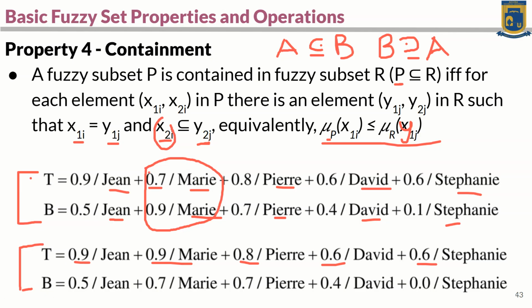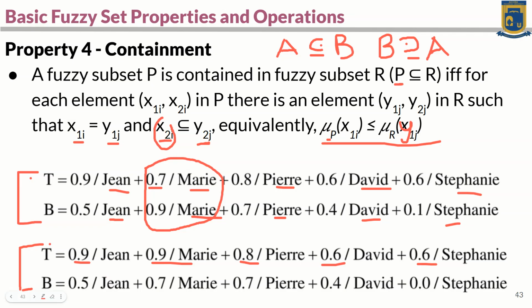But it's not true, because at the Marie part, it's supposed to be the other way around. The 0.9 has to be here and the 0.7 has to be here for T to contain B to be true. But because here is 0.7 and here is 0.9, T cannot contain B, and B also cannot contain T. So it is neither of the two, it is open. That is why I circled this place.